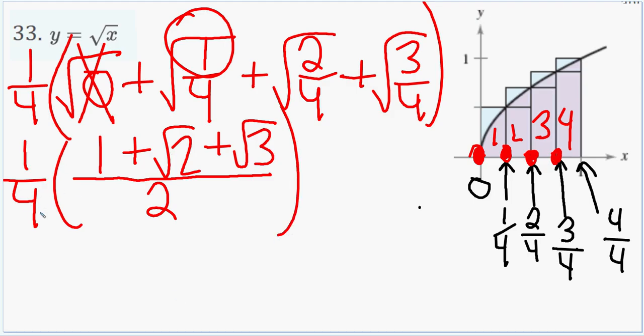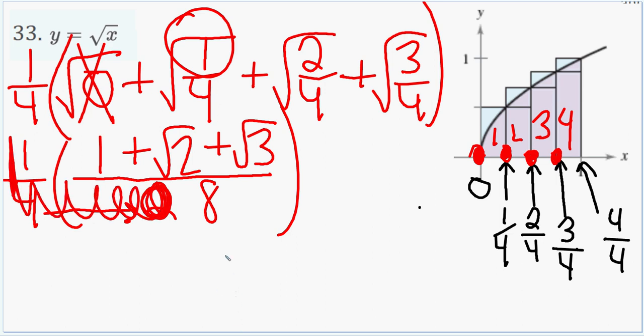So what I would do is multiply the 4 by 2, and I get an 8 down here. And then you can pull this off with a basic calculator. 1 plus root 2 plus root 3, all divided by 8. I'm going to write it up here in the upper right corner. That's 0.518 square units. That would be the lower sum. That would be our left endpoints.